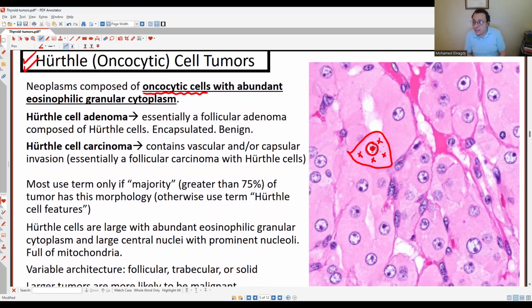Hurthle cell metaplasia is associated with chronic lymphocytic thyroiditis. Sometimes this metaplasia forms a mass and they call it Hurthle cell adenoma. Sometimes the Hurthle cells start to look weird, they start to look malignant, and they start showing some signs of invasion like vascular invasion, capsular invasion. That's called Hurthle cell carcinoma. So we have Hurthle cell adenoma and Hurthle cell carcinoma. The way to differentiate them from each other is also capsular invasion and/or vascular invasion.